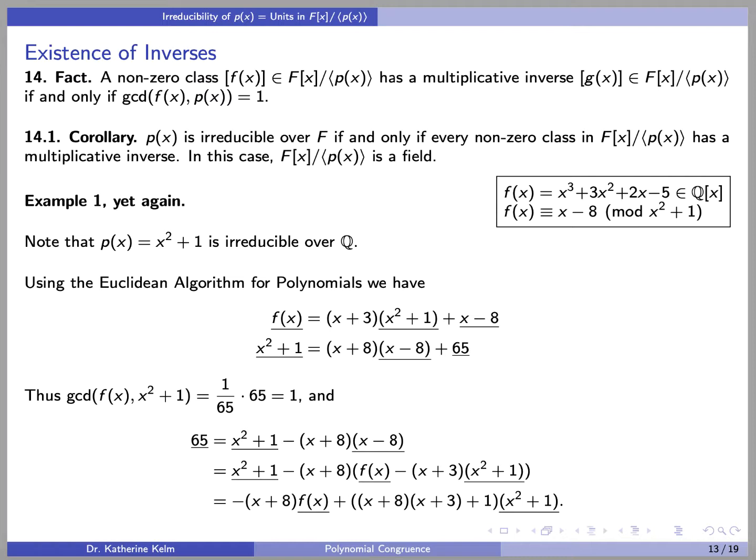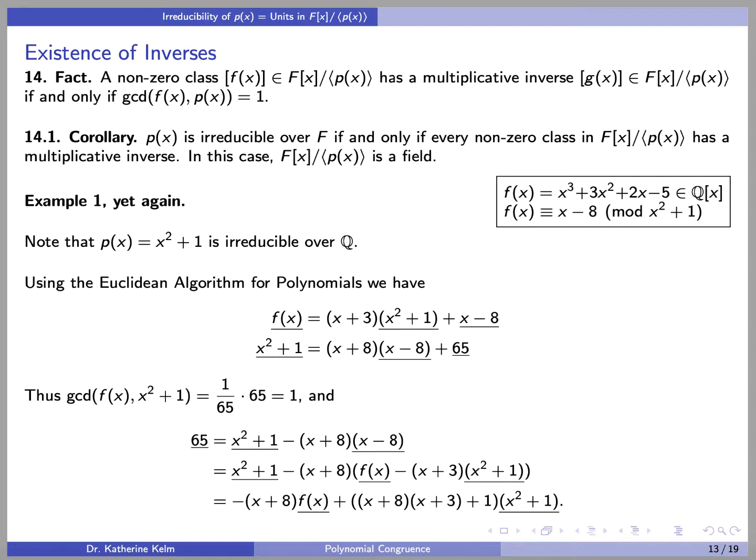If we then divide x squared plus 1 by x minus 8, we get a remainder of 65. This is a constant polynomial of degree 0. So we know that this is going to be our last non-zero remainder. So the GCD of f of x and x squared plus 1 is 1, since it must be monic.